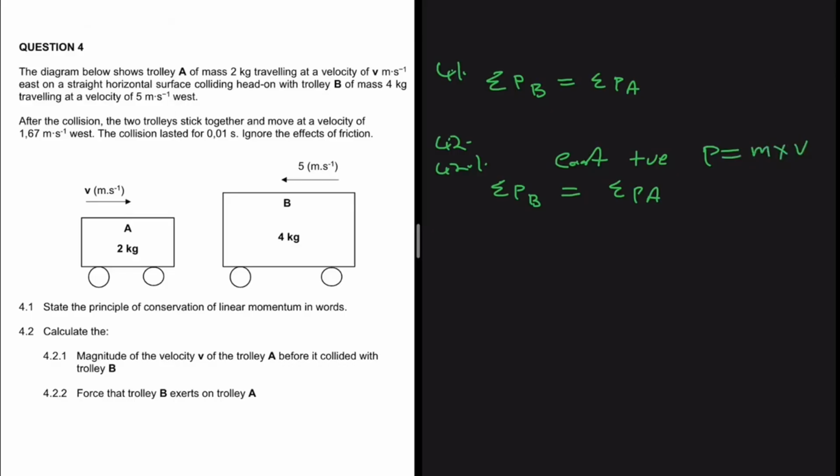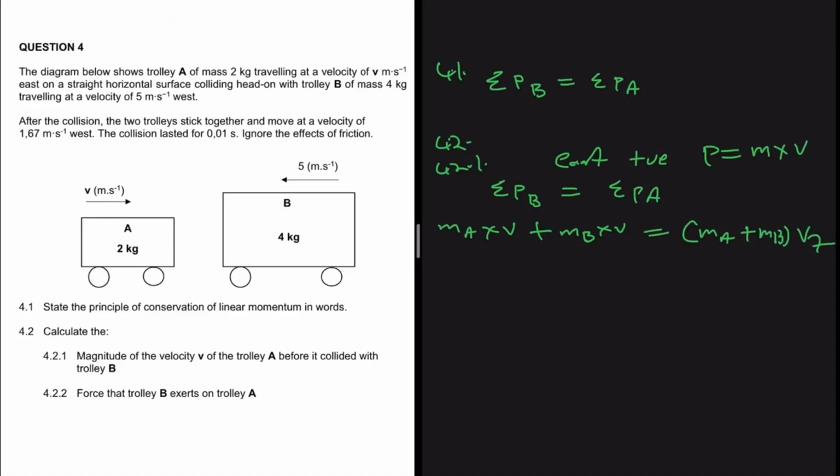So the momentum of the 2 kg trolley will be the mass of the 2 kg trolley multiplied by the velocity v, right? Plus the momentum of the 4 kg trolley. It will be the mass of that trolley multiplied by the velocity it possesses, right? And this will be equal to, we are told that after the collision they move together, right? They become one body, so we can add up the masses. So we have the mass of A plus the mass of B multiplied by VF that they move with together, right?